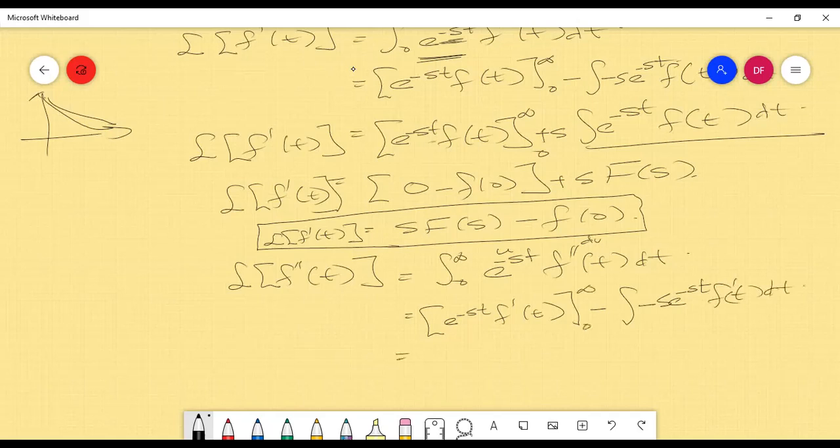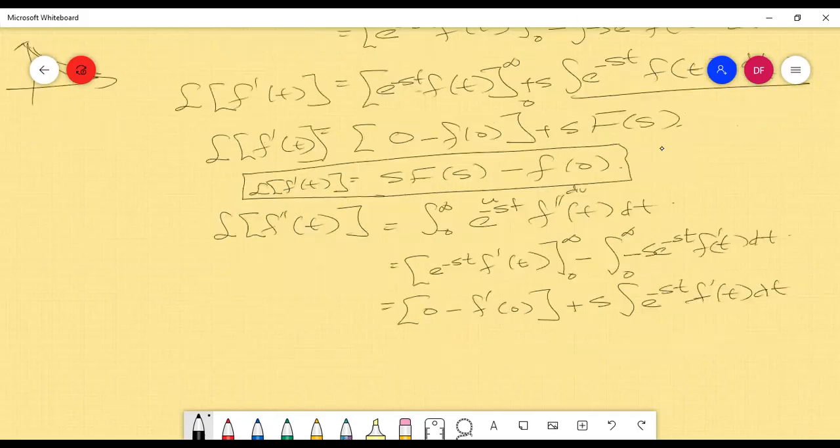Infinity at 0, infinity at 0. So once again, plug in infinity, you get 0. Plug in 0, you're going to get 0 minus f prime of 0. Carrying this out, this is going to be plus s times the integral of e to the minus st f prime of t dt.